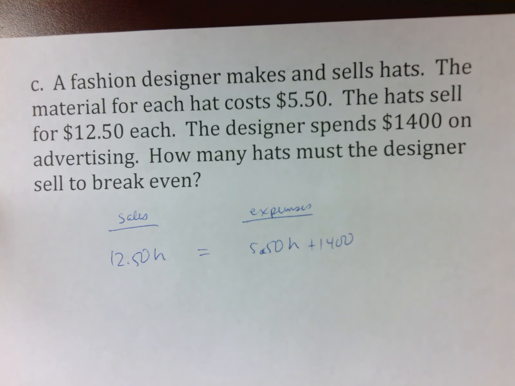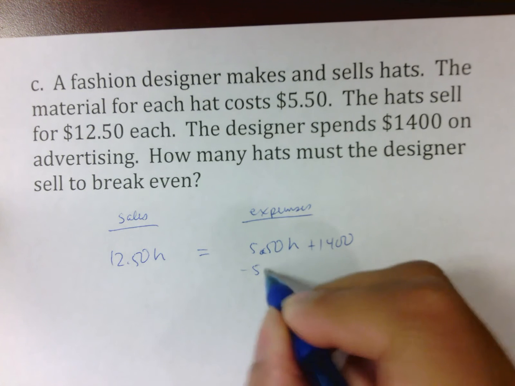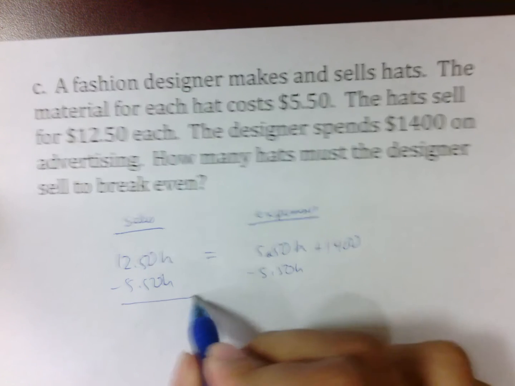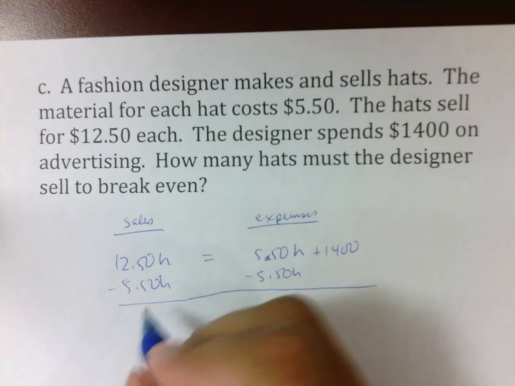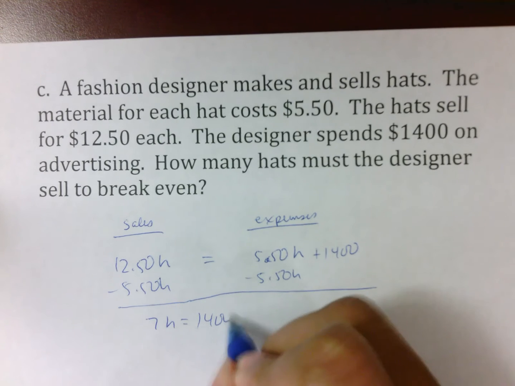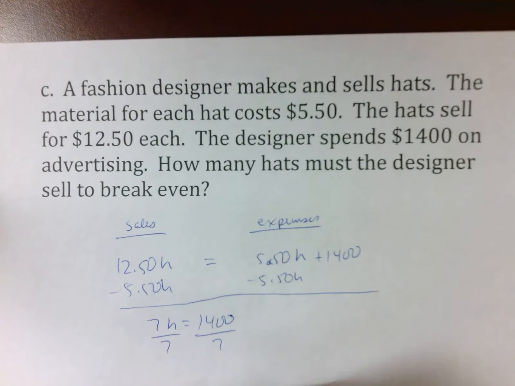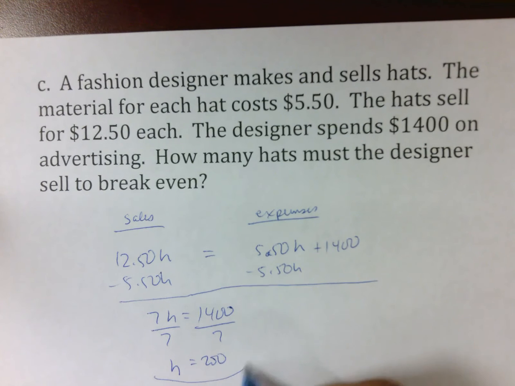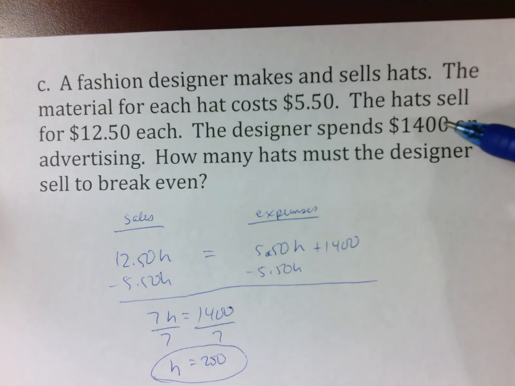So you take those two things and you solve it by subtracting 5.50H, drawing a big line. I only have one arm right now. That leaves us 7H equals 1,400. Then dividing by 7, H is now equal to 200. So that person would have to sell 200 hats in order to make the cost of buying advertising worth it. Otherwise they're behind and they're going to lose money.